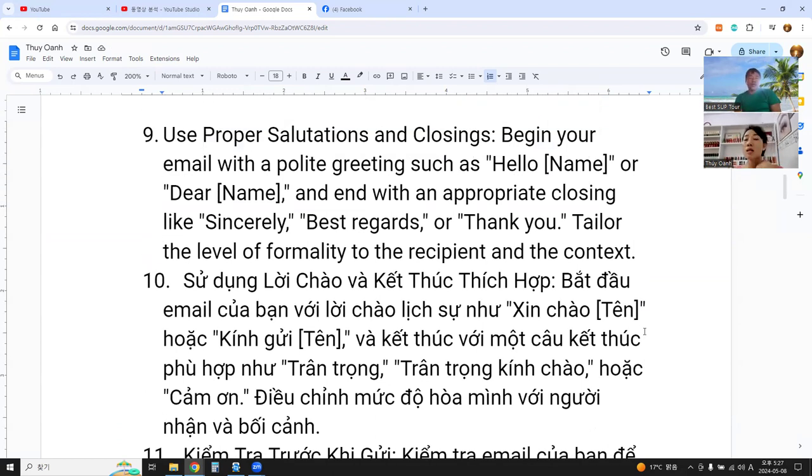Use proper salutation and closing. This is about politeness and manners. When we meet for the first time we say xin chào, and the same goes for goodbye. In an email, salutation means greeting. It means we say hello, hi, dear, and things like that.